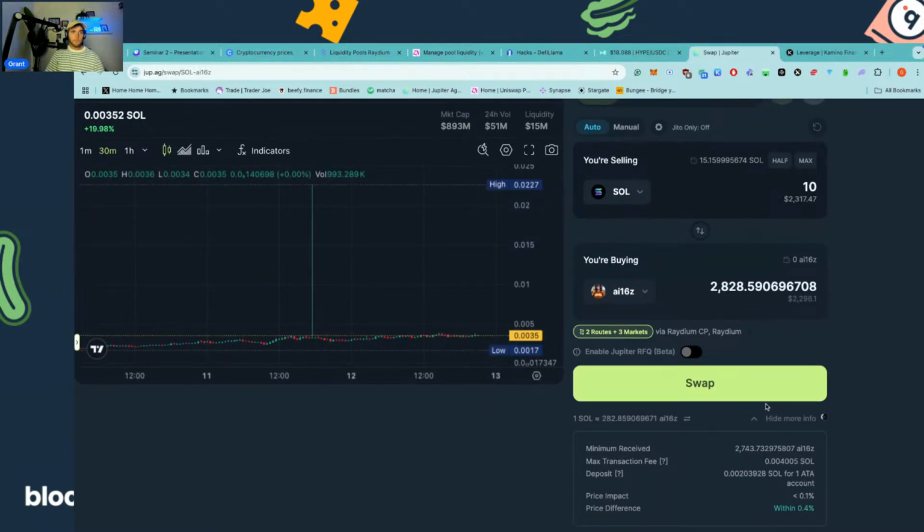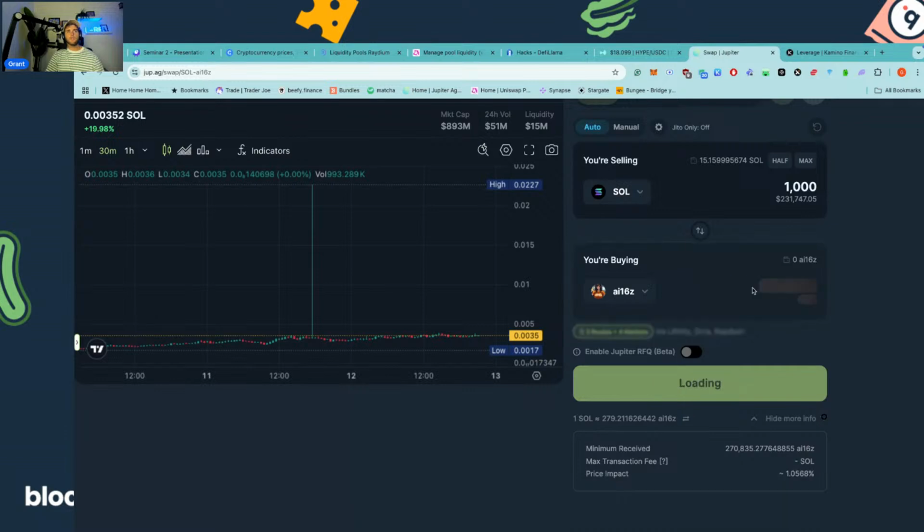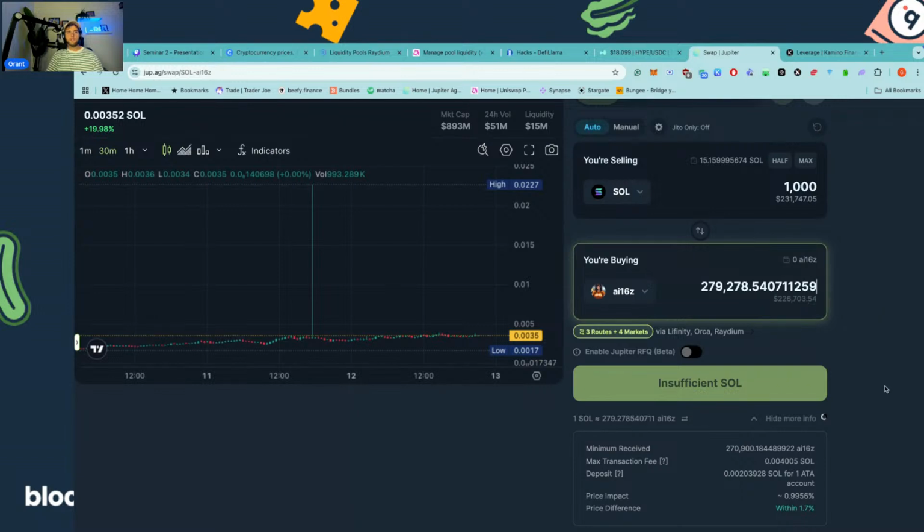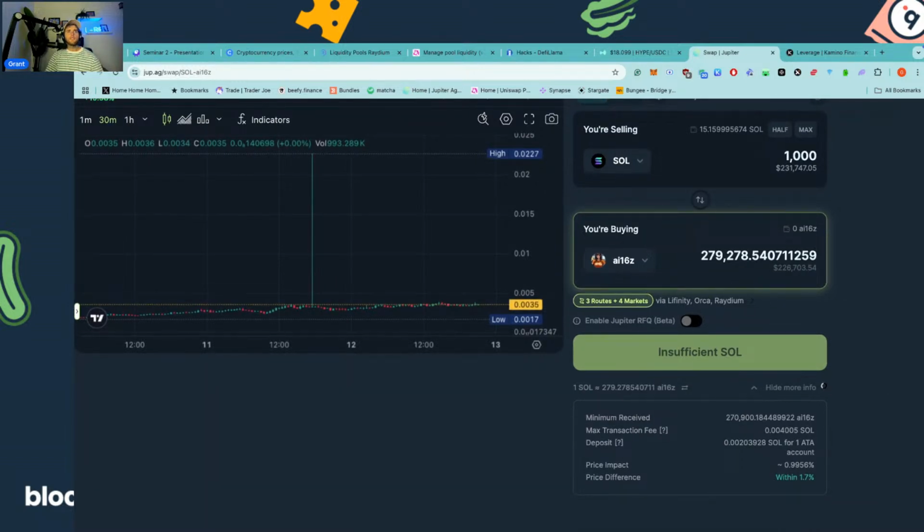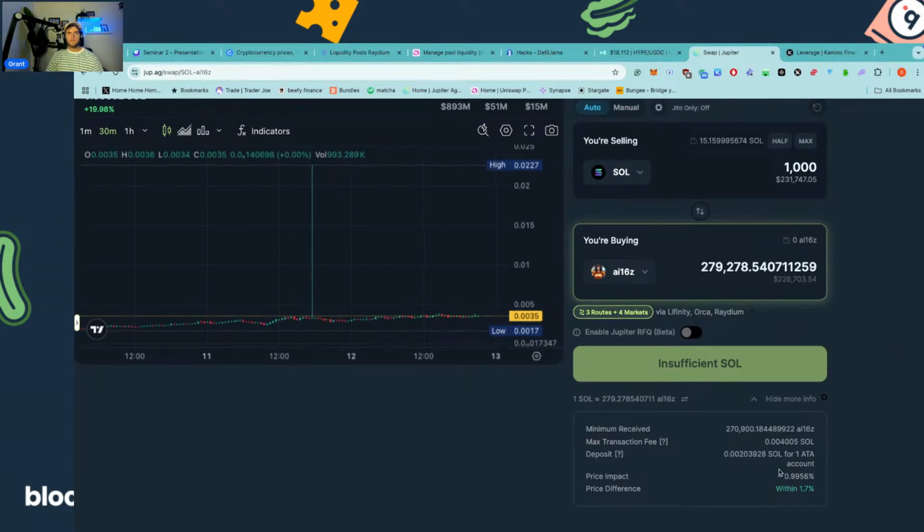So in this example, let's really bump it up anyway, see what happens. So I was going to do this 1,000 Sol trade, $231,747 would buy me 279,200 AI16Z, which is the equivalent of $226,000. Price difference is roughly 1%. So liquidity is pretty good. You can get a trade in that size in one trade with a slippage of roughly 1%.